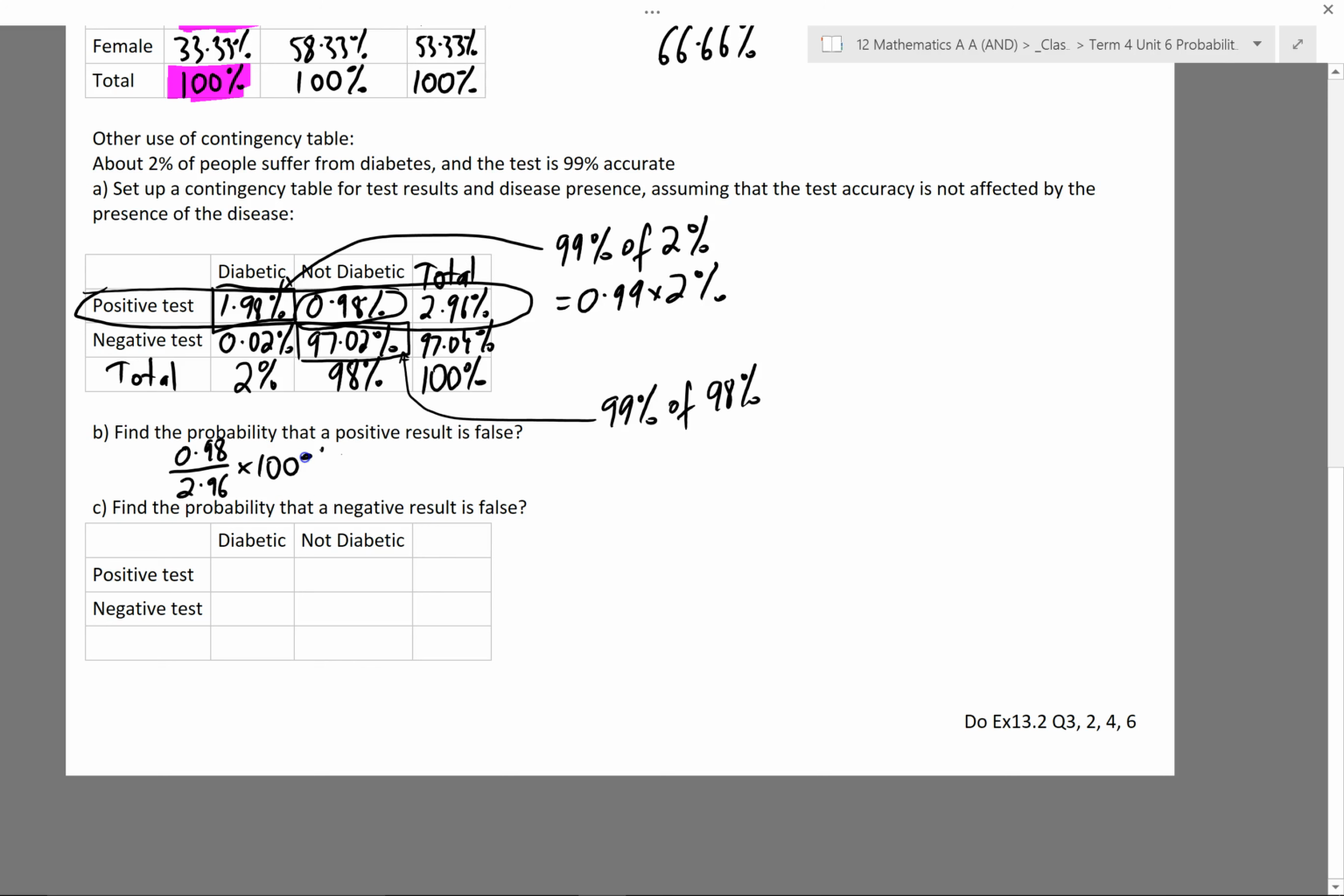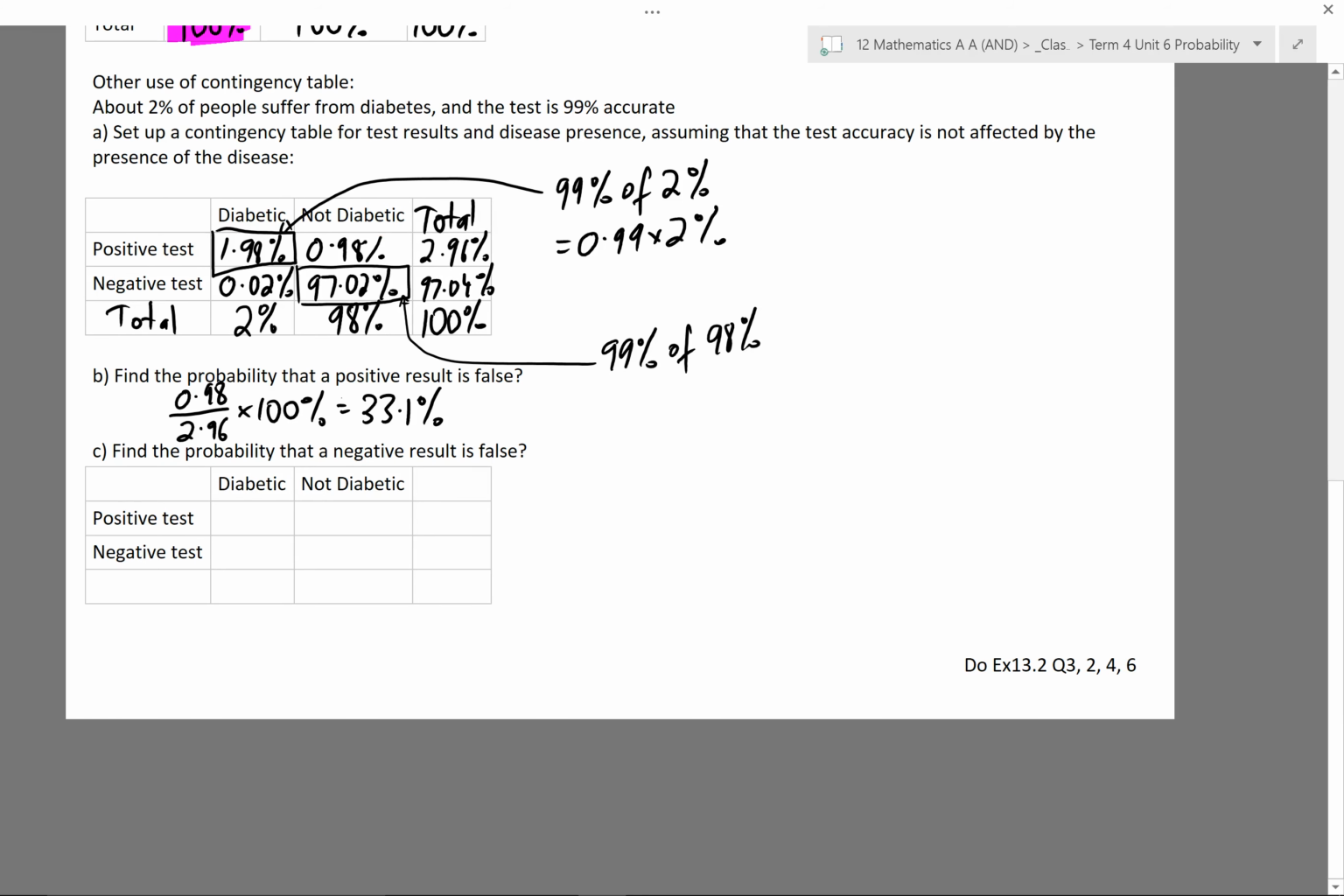And we can convert that into a percentage. So about a third is the likelihood of being given bad news when you don't actually have that disease. Okay, and the last question, find the probability that a negative result is false. Well, we could do this exactly the same way as part B by just looking at the second row of results, or we could convert into a contingency table by rows, which might be more interesting.